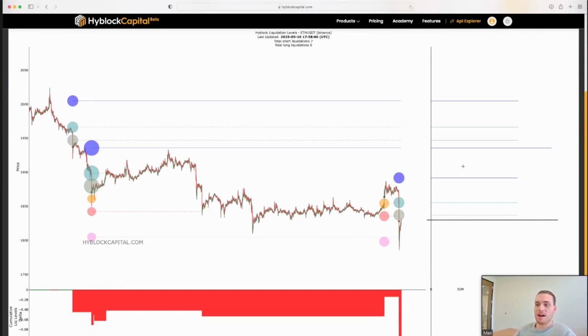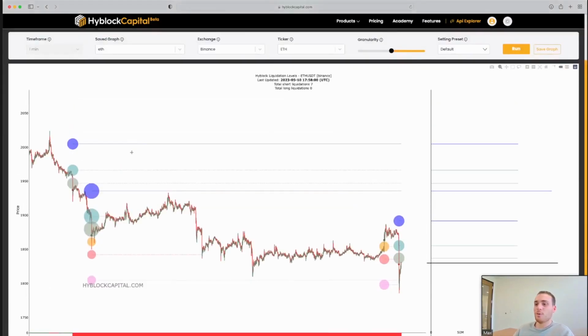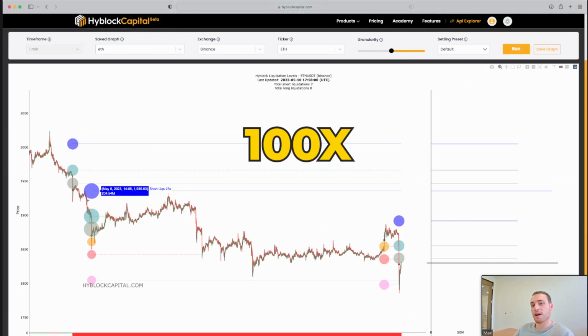Now, a common misconception with this is that it's a guaranteed liquidation level. As it's shown here, there's 204.5 million in liquidations at this level, and this is a short liquidation, 25 times leverage level. That is not actually the case. What Hyblock has done is determine that if a trader has entered at a certain level, that trader may or may not be subject to liquidation at the three most common liquidation levels: 100x leverage, 50x leverage, and 25x leverage.